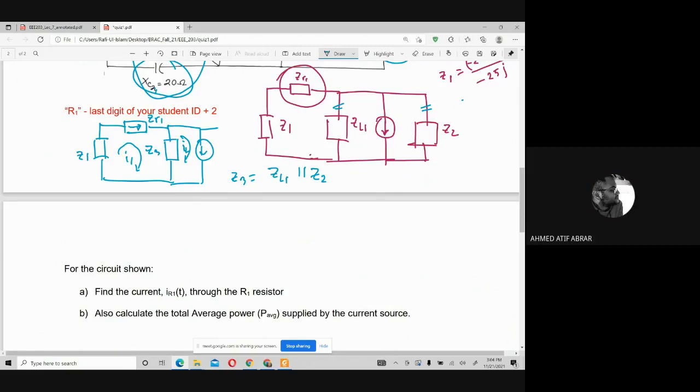Yes, sir. No problem. You don't need to... I did it with the current division rule. No, no problem. If you go for the current division rule, there is no harm. There is no harm. So all you have to do is solve this question.